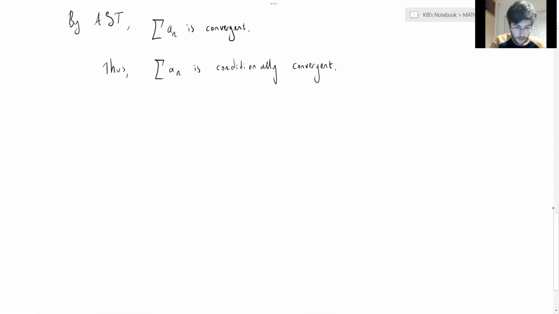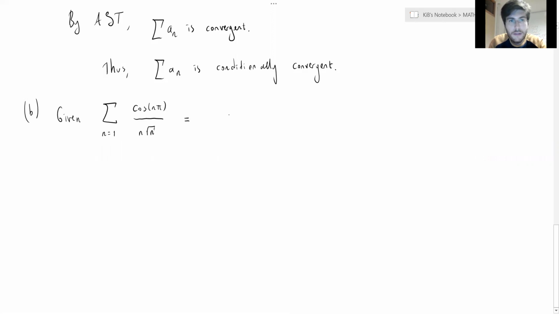Okay, so what about part B? For part B, remember what is given. We are given the following series: cosine of n pi, divided by n square root n, where n starts from 1 now.